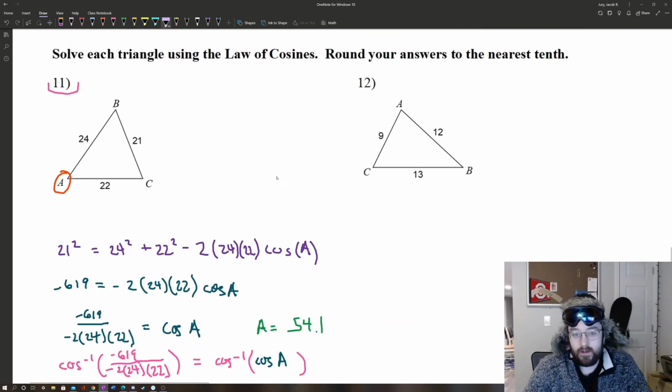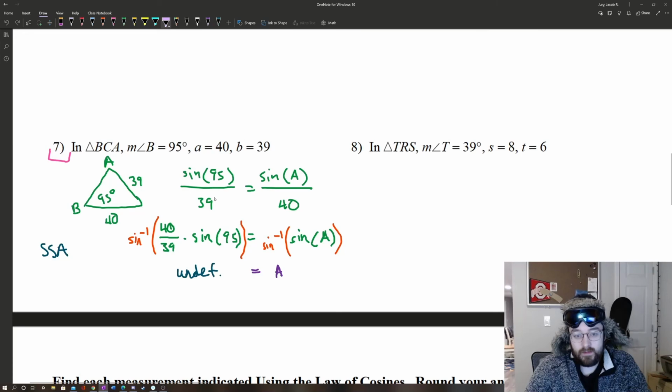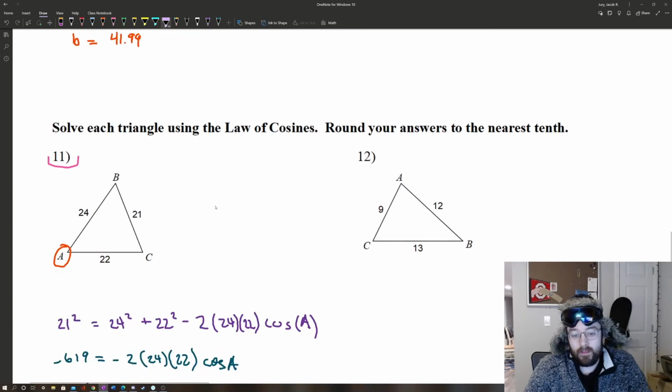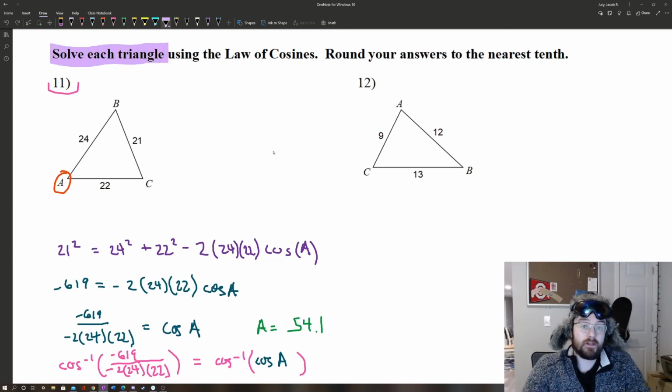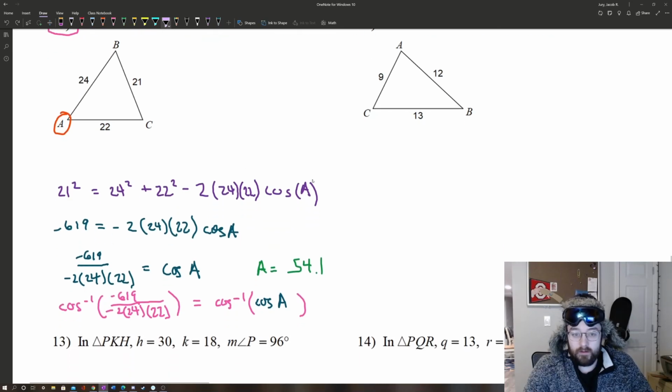Now 11, and likewise I forgot to mention 7, but they are solving each triangle, and when you solve the triangle you have to find all sides and all angles. So on this one you have to find A, B, and C, because they're the only things that are missing. And on this one, I just solved for A. I'll let you solve for B and C after that.